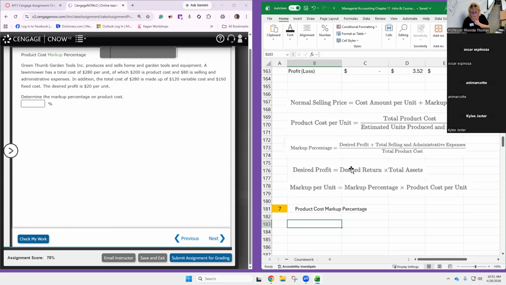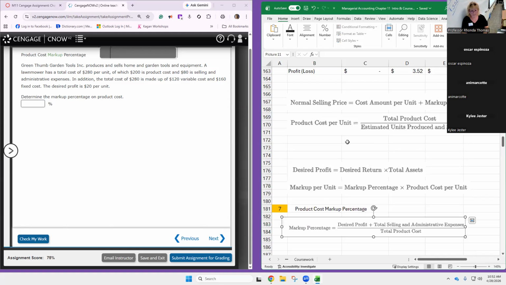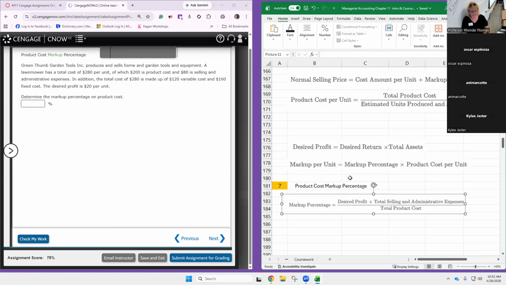So we want $20, right? Divide the desired profit, the profit's $20, plus the selling and admin expense, by the total product cost. So we're going to use markup percentage on product cost. Markup percentages, we're going to use this one. These are different ways of finding out prices, but this is the one they want us to use.